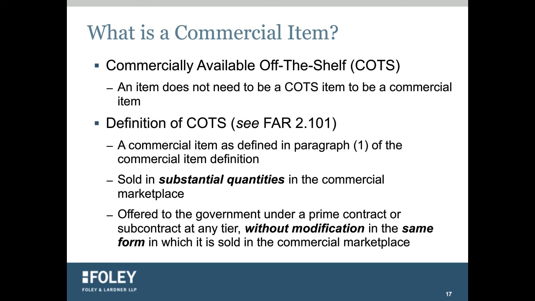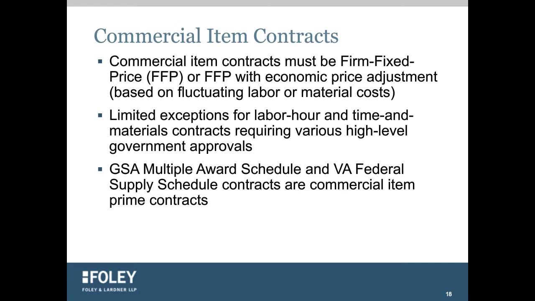Commercial items tend to be fixed price or fixed price with an economic price adjustment. That means that the price adjustment is not based on your actual cost experience. There are limited exceptions for labor hour and time and material contracts. You can still have those types of contracts and have it be commercial item. GSA multiple award schedule and VA federal supply schedule contracts are all providing commercial item goods or services.